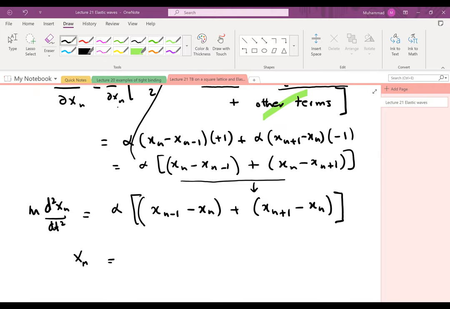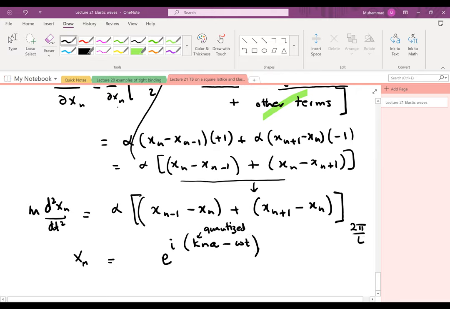Now, if I were to propose a solution xn, my solutions have to be of the Bloch kind. So if I propose a solution xn equals some constant, I forget about the constant, I write e to the i (kna minus omega t). Here k is quantized in units of 2 pi over L, since I'm also considering time dependency. So if I use this ansatz and insert it into my equation of motion, let's see what I get.